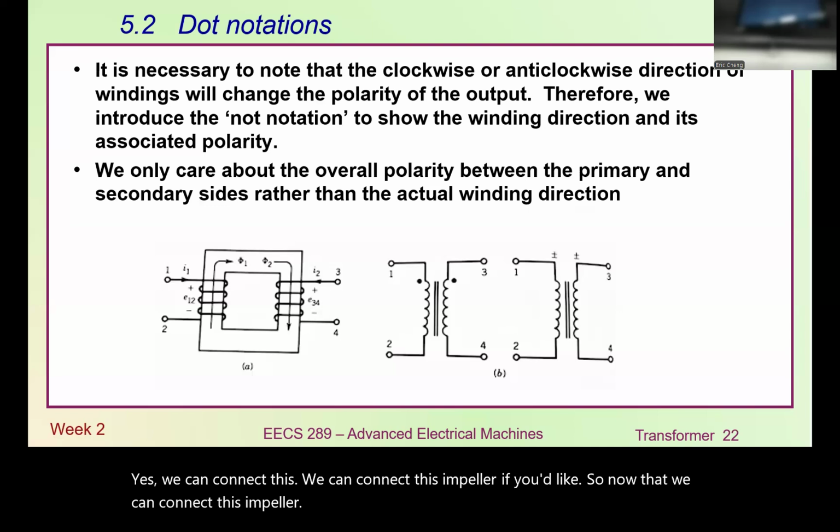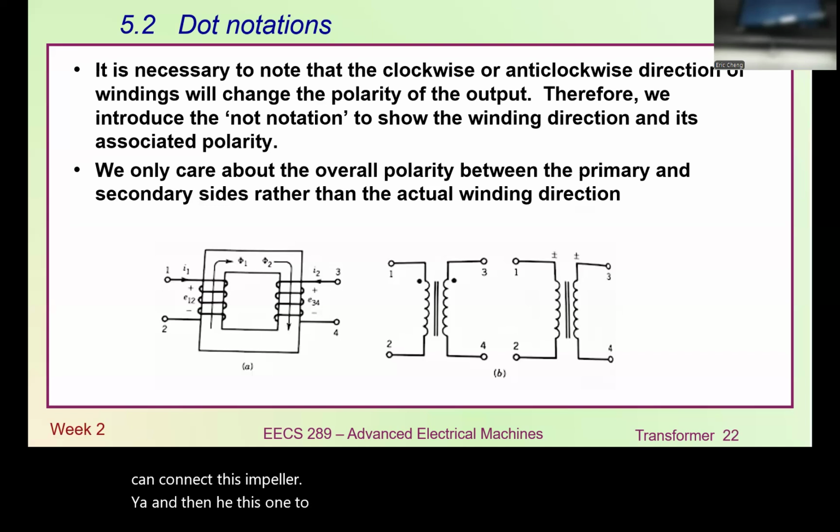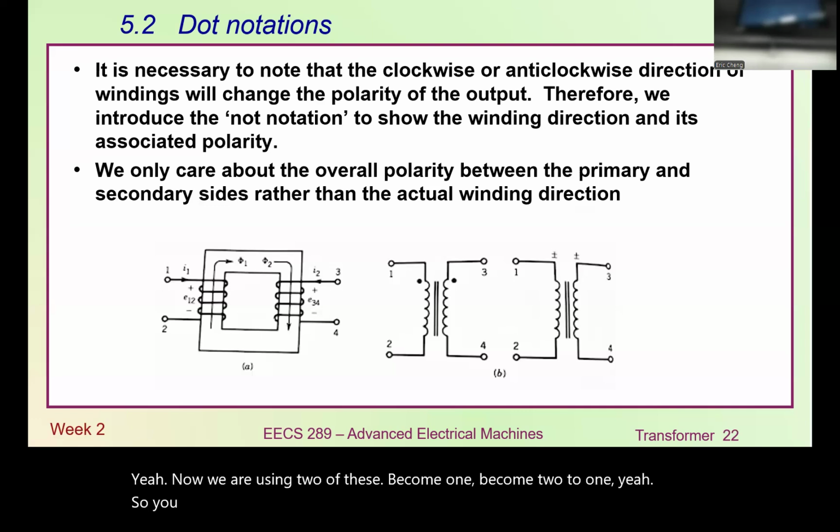Like that. Yeah, that's 2:1, right? Yeah, and then if this is 1-to-1, how about the total conversion? How is it 1:1? Now we are using two of these become one. Yeah, 2-to-1. So you see, just this kind of wiring connection for dot rotation has a lot of phenomena coming out.